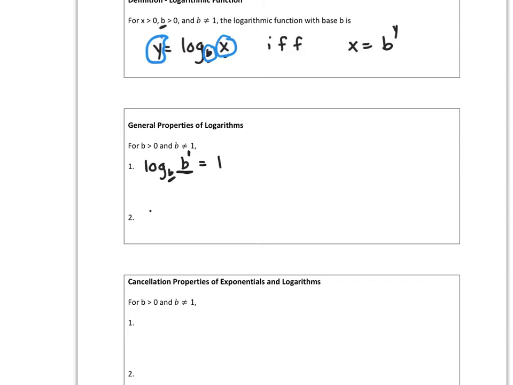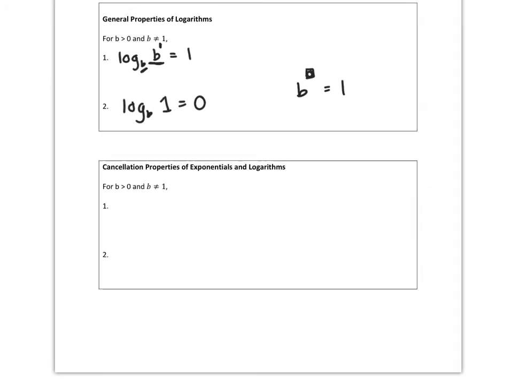The second one, log base b of 1 equals 0. No matter what your b is, whenever there's a 1 here, it always equals 0. And you can think of that going back to this definition. b to what's on the other side of the equal mark will give you 1. b to the what gives you 1? Only 0. So that's another way to think about it.